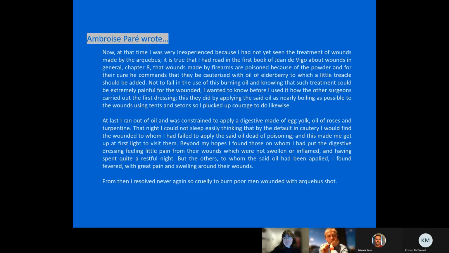And then I think what's really important about this passage is that towards the end, he says, "I resolved never again so cruelly to burn poor men with wounded arquebus shot." So he not only did something by chance and by trial and error, but he learned from it and decided to put that into practice from then on. So we've got experience, observation, and chance ultimately trumping this theoretical knowledge, which should be the most respected in this time.